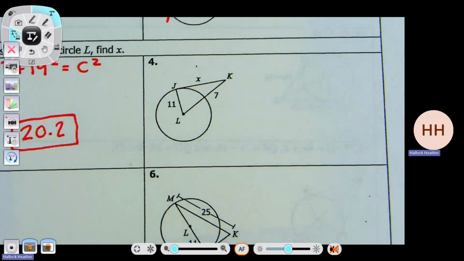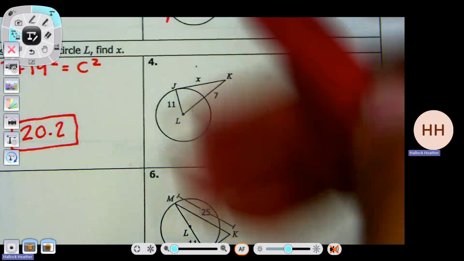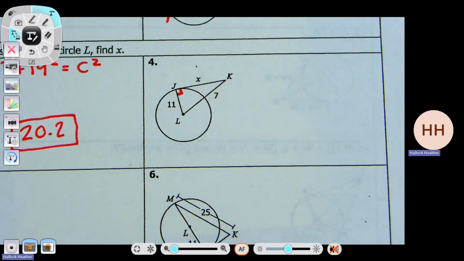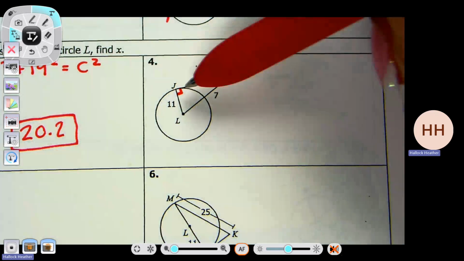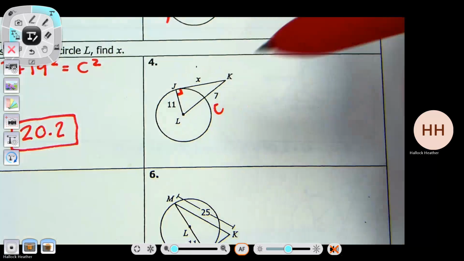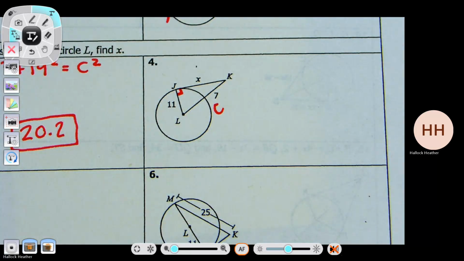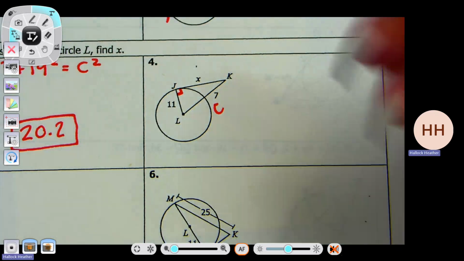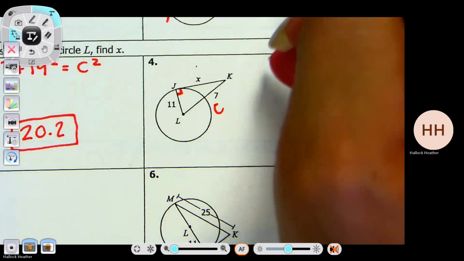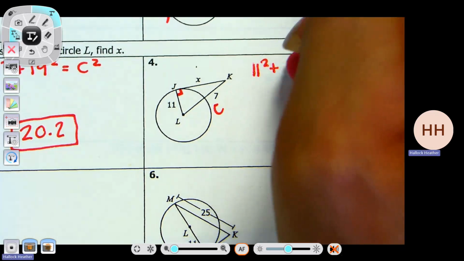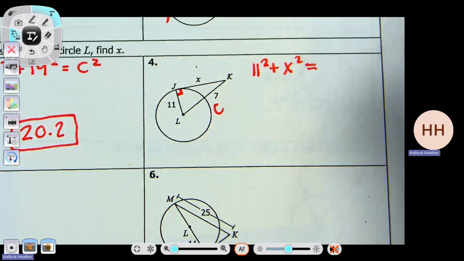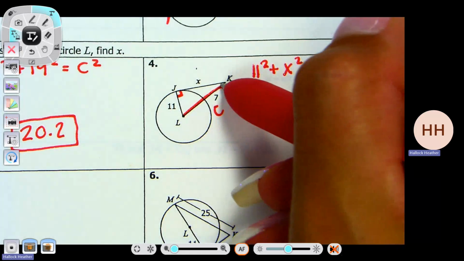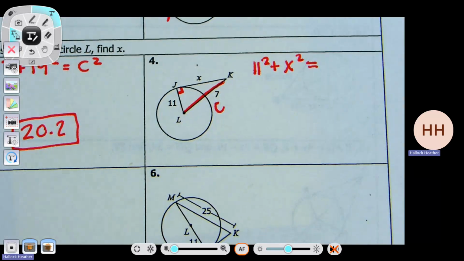Let's go to 4. Same idea. You have a right angle right here where the point of tangency and the radius meet. So C is across from that, on the opposite side of C. Okay. C is not 7. We have 11. We have X. So we have 11 squared plus X squared equals C, which is the whole thing. It's not 7. 7 is this little piece.